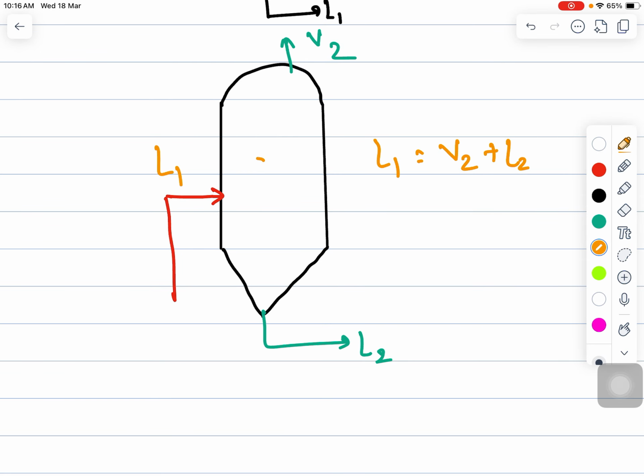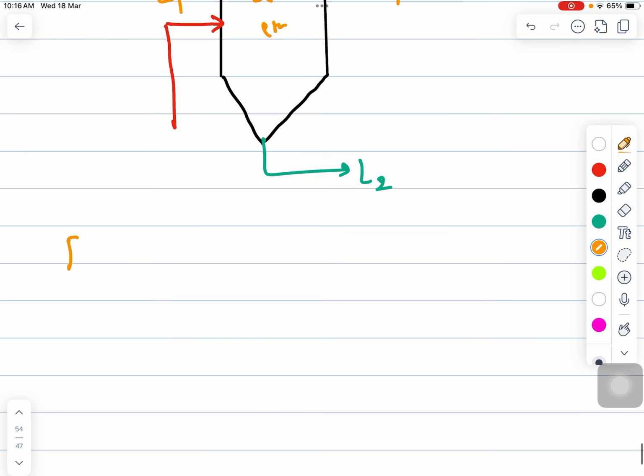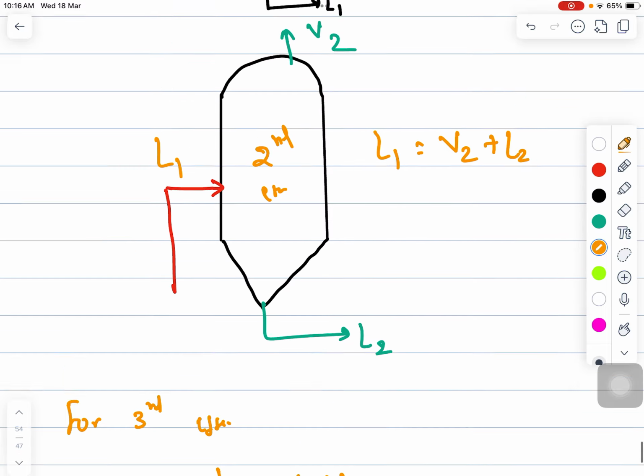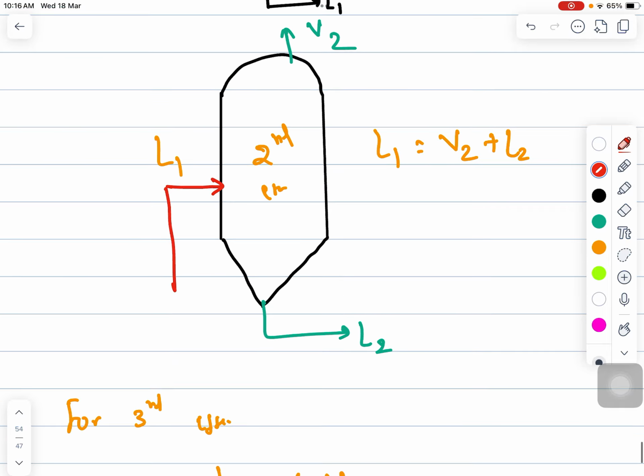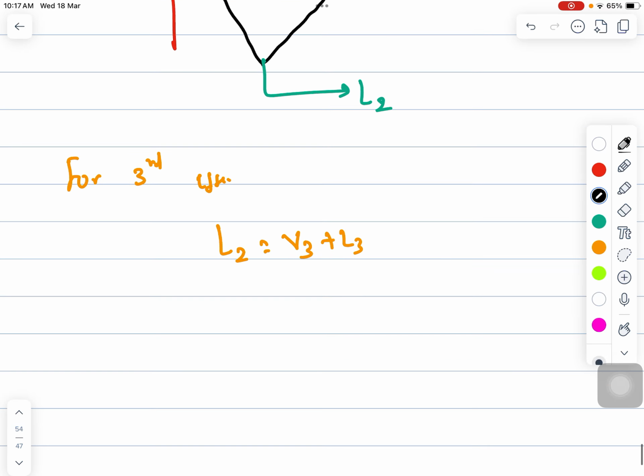And this is your second effect, right? And similarly for the third effect you can say L2 equals V3 plus L3, right? So this one is equation 7 and this will be your equation 8. So this is how you can write a balance using this kind of material balance problem.